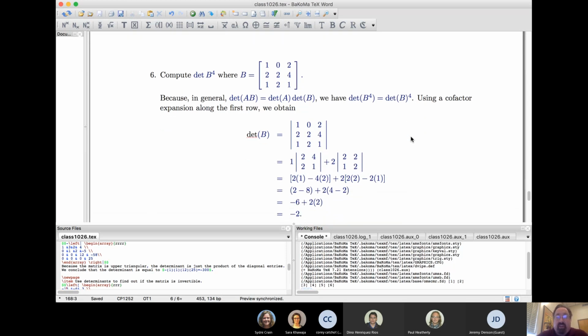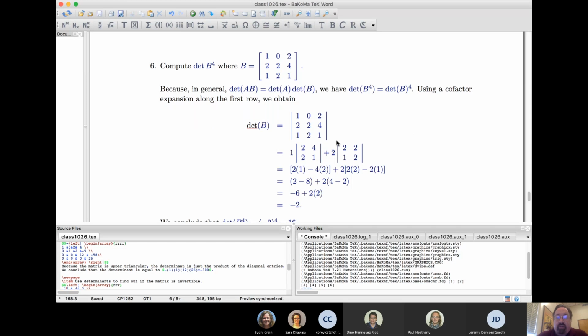So to get the determinant of b, cofactor expansion again, this time along the first row, again, to take advantage of this 1, 0 entry that we have here. So it's going to be going along the first row. I have plus, minus, plus. So I can have 1 times the determinant of this matrix here, and then nothing here, and then plus 2 times the determinant of this matrix here.